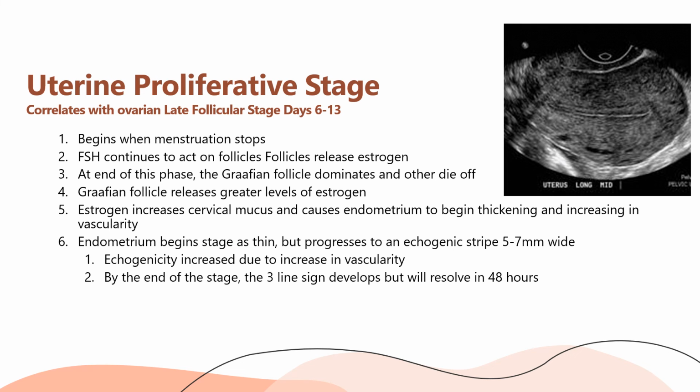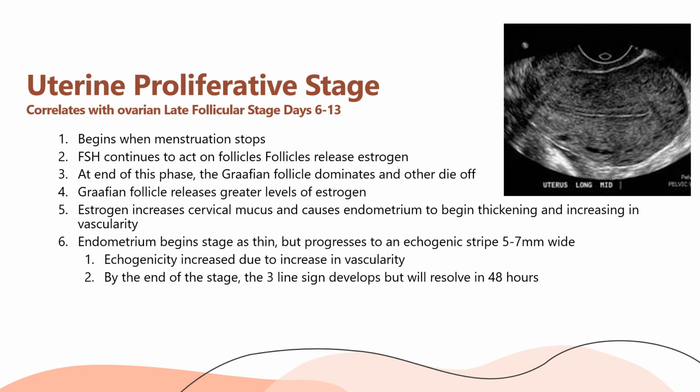And we call that the proliferative stage or phase, and more specifically the early proliferative or late proliferative. So this would be the early proliferative. Now, the entire proliferative phase or stage lasts from day 6 to day 13. So this is the stage that's going to take us from menses to ovulation. As soon as menstruation stops, we are technically into the proliferative phase.